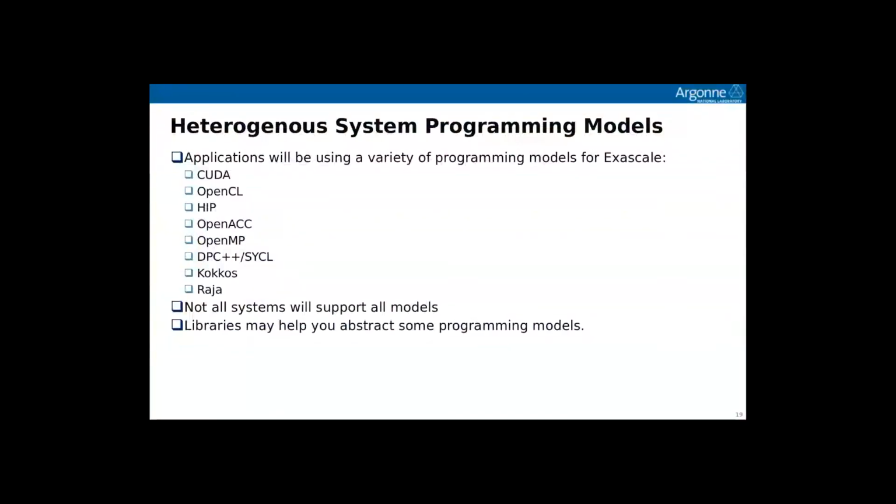Now let's talk about programming models proper. As you can see here, there are a variety of programming models that we expect people to use on exascale systems. Not all of these models will be supported on all the different systems, however, and on the other hand, some of these models are specifically designed to be portable across systems. And it'll be interesting to explore the extent to which these various models are and are not portable, both syntactically and performance-wise.